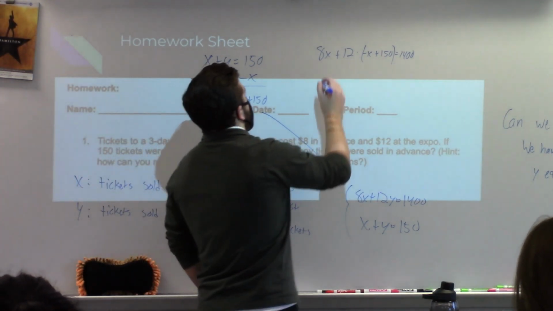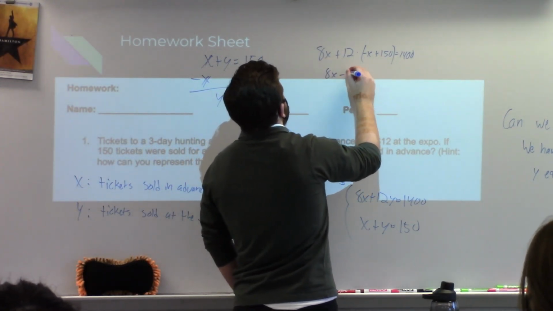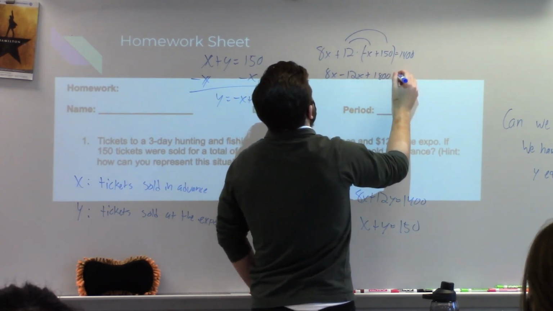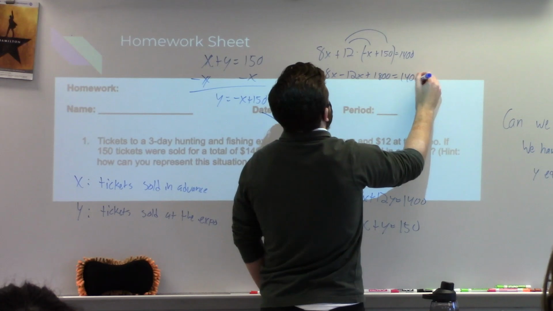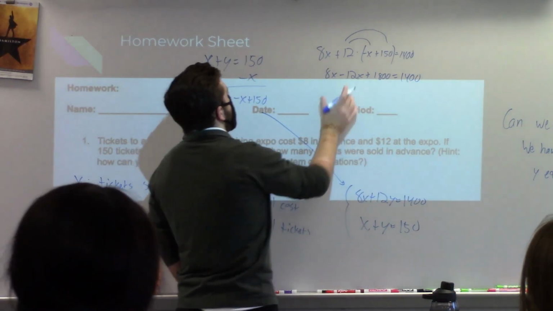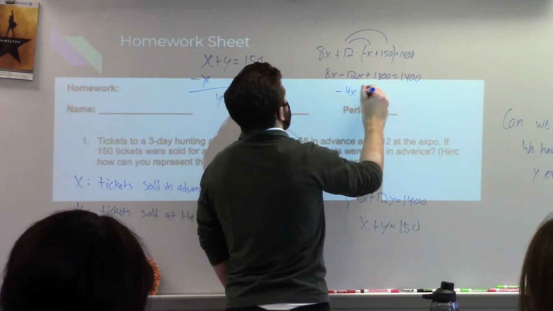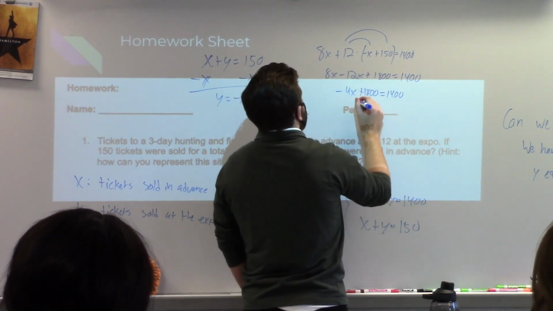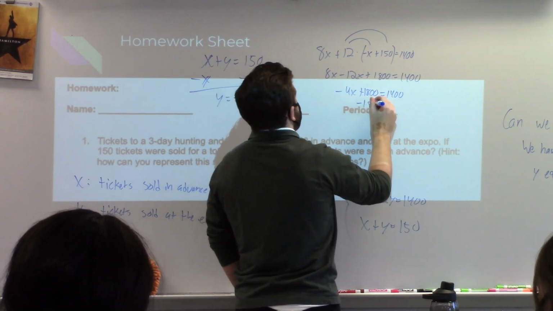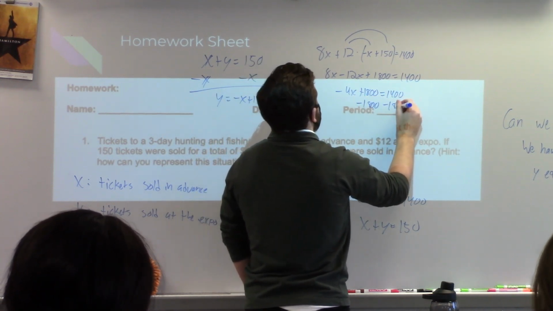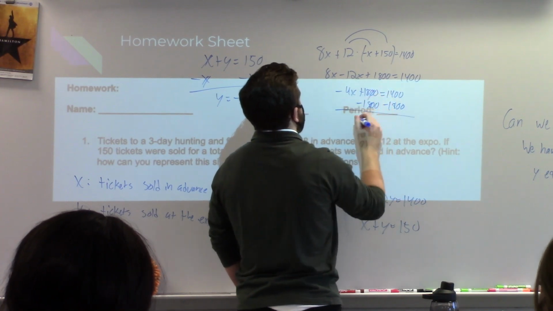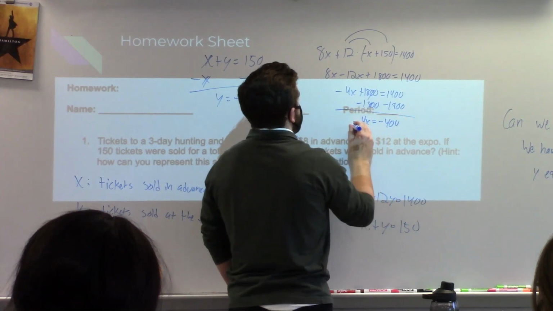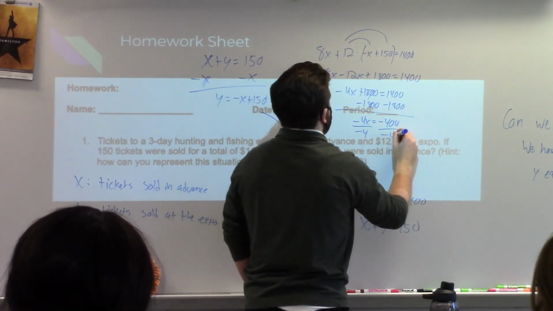So then from there, we're solving for x. So we distribute this 12, which gives you 8x minus 12x plus 1800 equals 1400. And then we can combine like terms. So we get negative 4x plus 1800 equals 1400, and then continue to solve. And this was something I saw, pretty much everyone was able to do this successfully. So then divide by negative 4. So then what does that make x equal to?